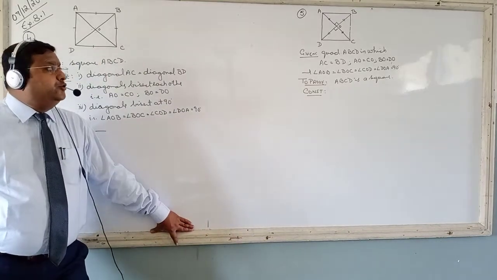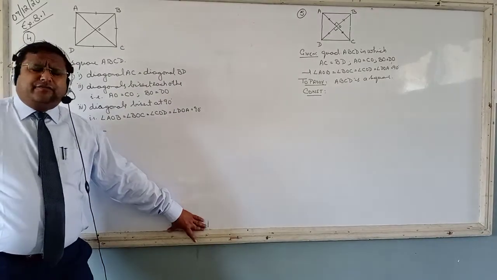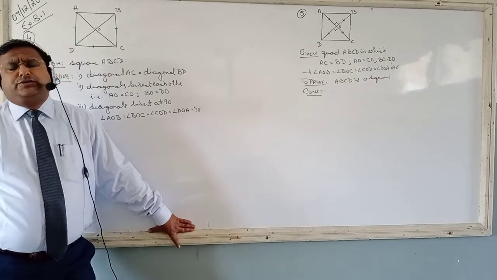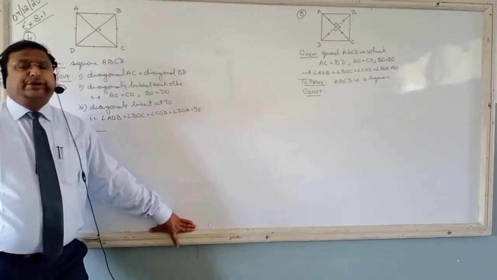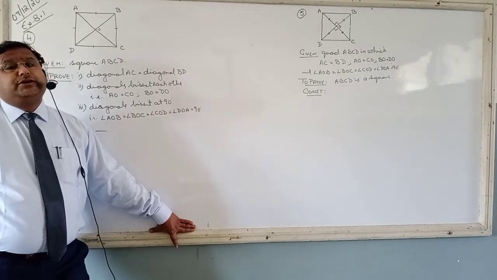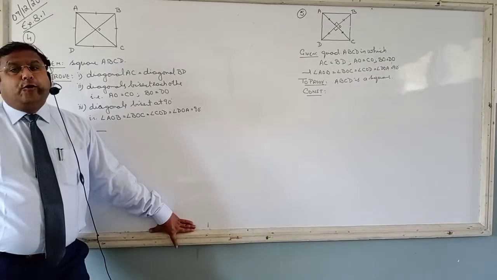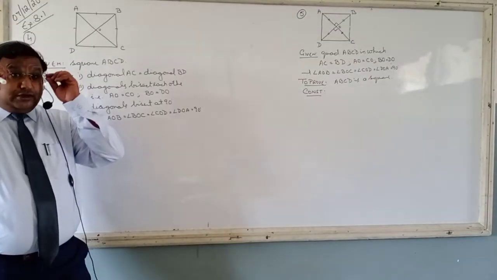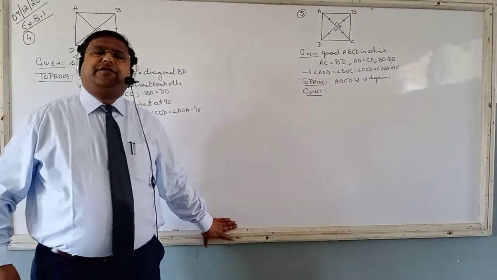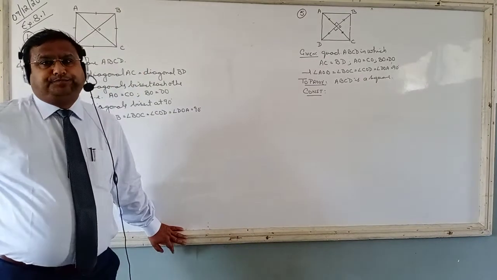So how are we going to do it? You can see when we started with geometry, students, chapter number 6 we did, 7th we did, now we are on the 8th. Everywhere observation is very, very important. If you can observe the things, it becomes very easy in geometry.